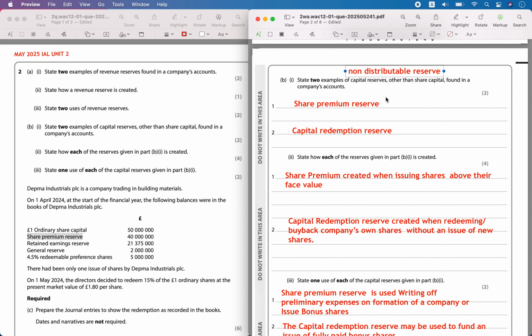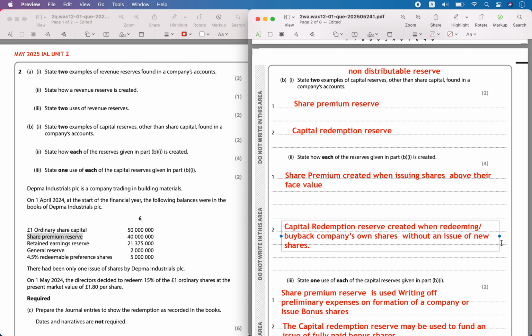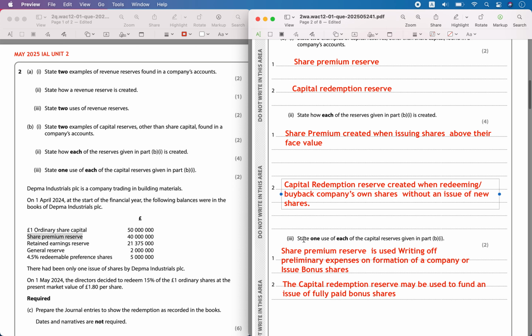State how each of these reserves given in part B1 is created. So the share premium reserve, how will I create it? It is created whenever I issue shares above their face value or nominal value. Whenever I issue shares above the nominal value, I will be able to generate a share premium reserve. The capital redemption reserve is usually created whenever a company buys back its own shares. It is not an issue of new shares. It is buying back its own existing shares after a specific period of time or whenever it is required.